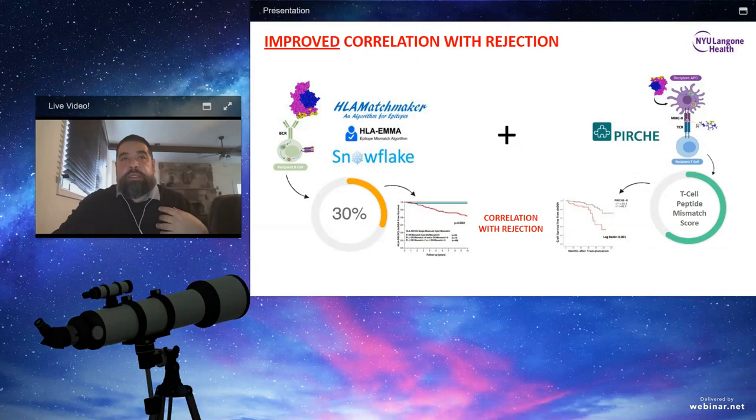And also, if your center is focused on engineering transplants based on low molecular mismatch at the B cell side, what happens if you don't find those? What is your next move? How do you choose between the non-low ones, which one is the lowest risk? What I believe is that the use of PIRCHE in this sense is going to help you figure out which one is the best donor and correlates much better with rejection.